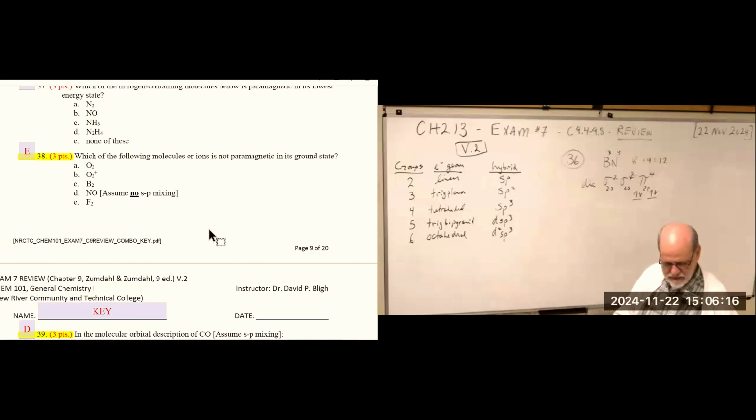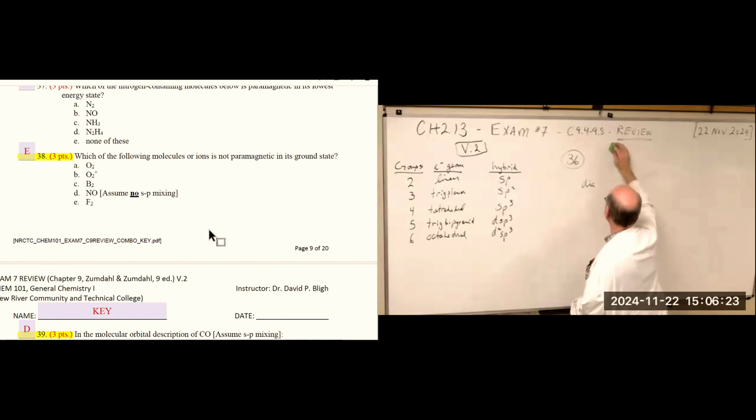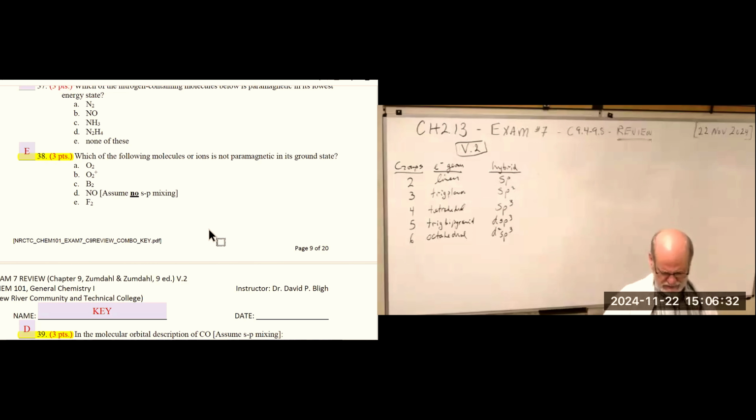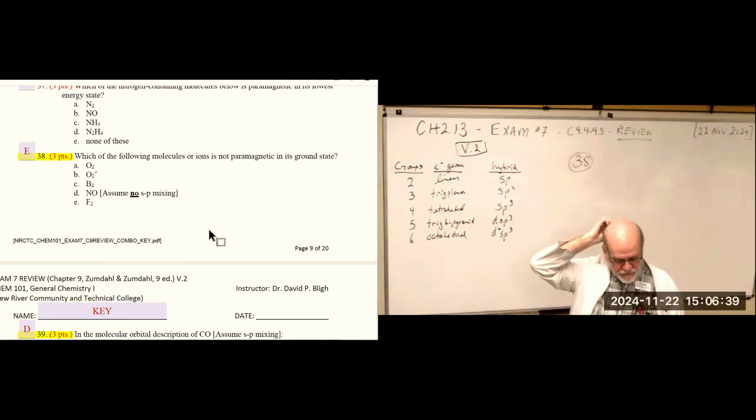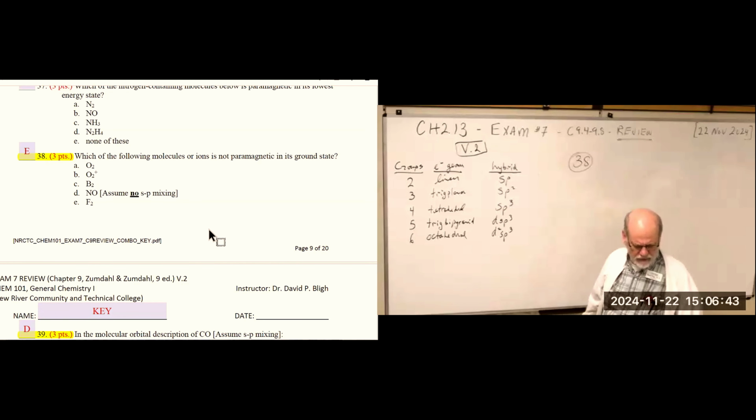All right. How about 38? Muscle spasm. 38. Which of the following molecules or ions is not paramagnetic in its ground state? A, B, C, D, and E.